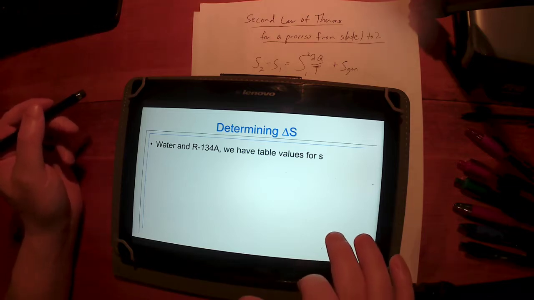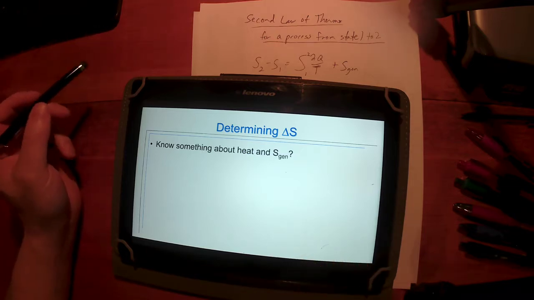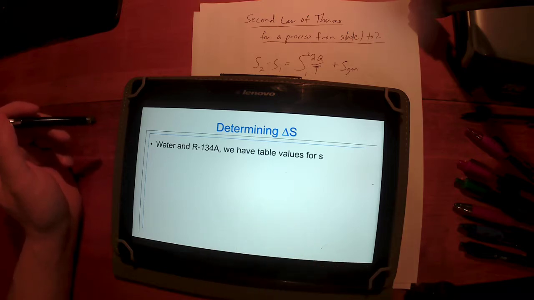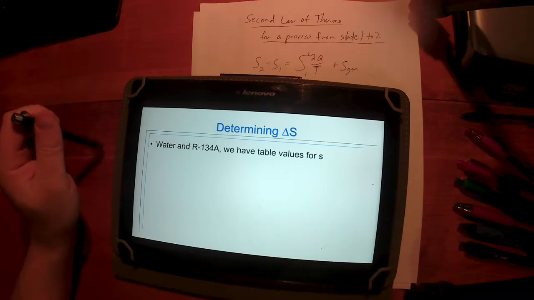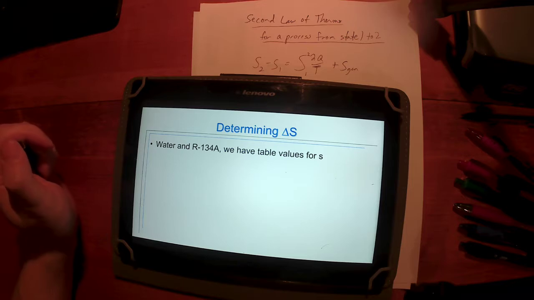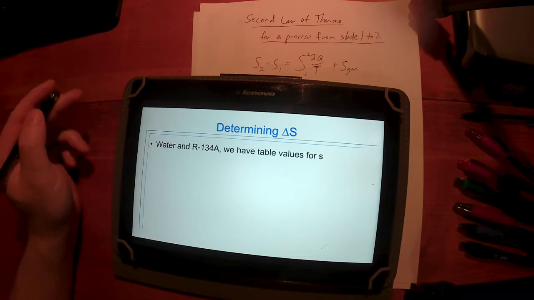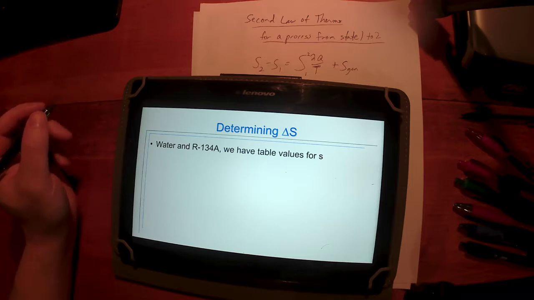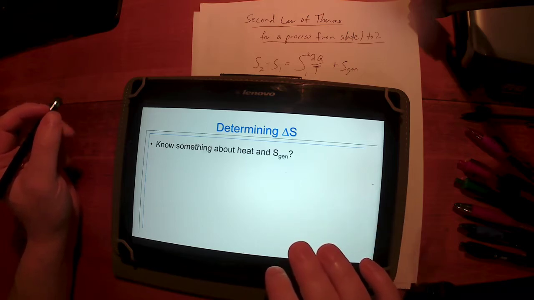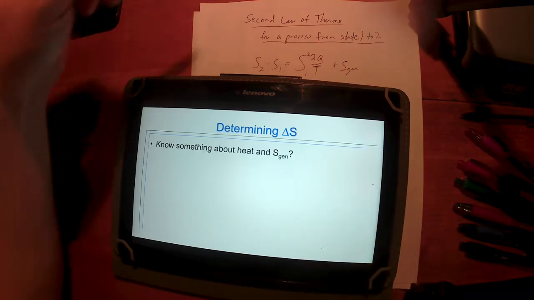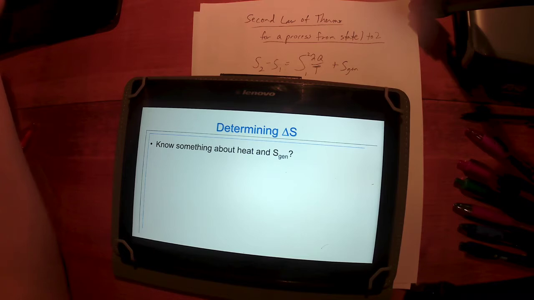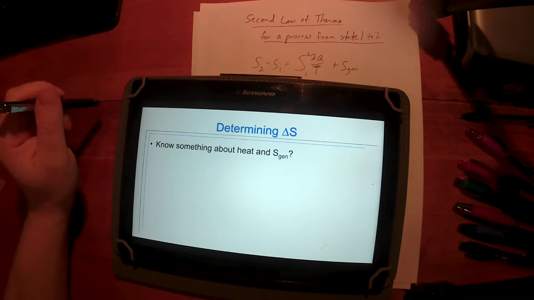Now, we said that is the first way, using table properties. It doesn't work quite as well for ideal gases. We have another way we can try to quantify entropy change for ideal gases that we'll talk about in a second. For water and R134a, table properties work just fine. And if you've got property tables for other substances, you can do that for other substances as well. Some texts will have ammonia, propane, R410, refrigerant 410, so there are other substances we can find property tables for.